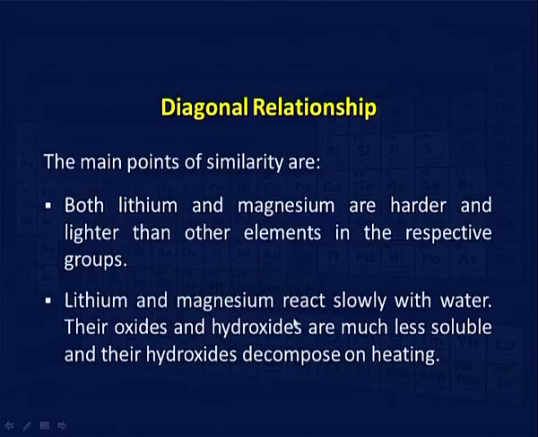Lithium and magnesium react slowly with water, their oxides and hydroxides are much less soluble than their other counterparts, and their hydroxides decompose on heating. This is because of polarization: the hydroxide is very large in size and the ion is very small in size, so there is a lot of polarization. Polarization is nothing but distortion of the electron cloud, which basically decreases the stability.